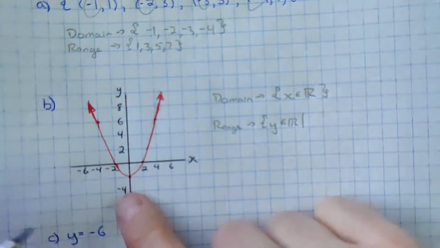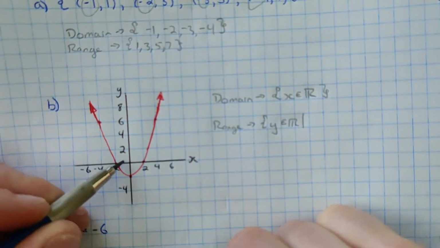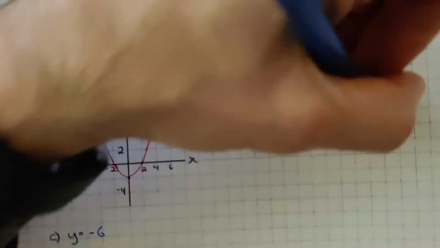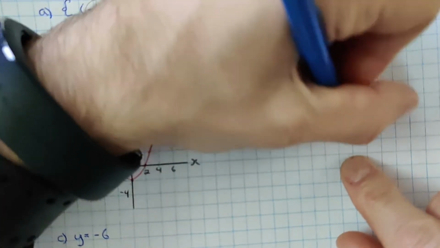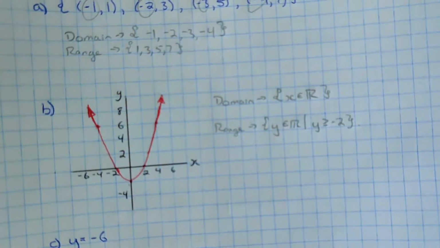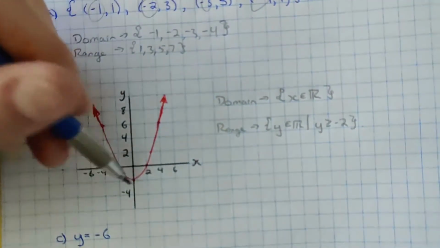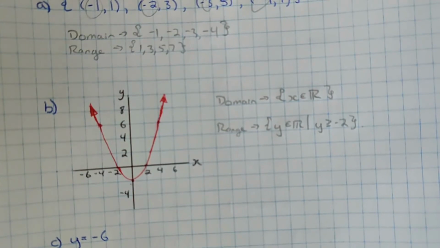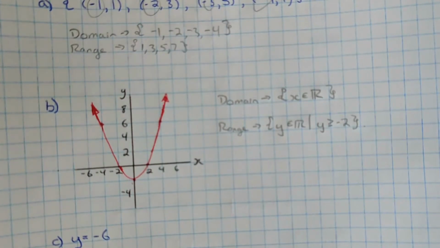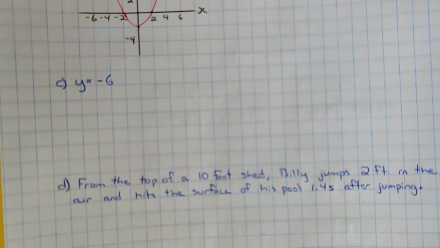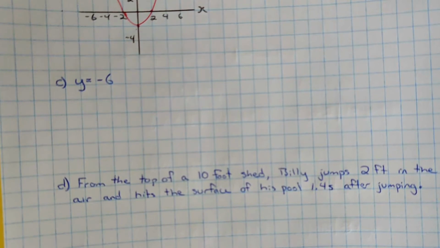But there's a restriction. It's got to be greater than, and this is counting by 2, so this is -2. So y has to be greater than or equal to -2. And you got to include that equal to. There are situations where it wouldn't actually hit the -2 for whatever reason, and so then it would just be greater than -2.